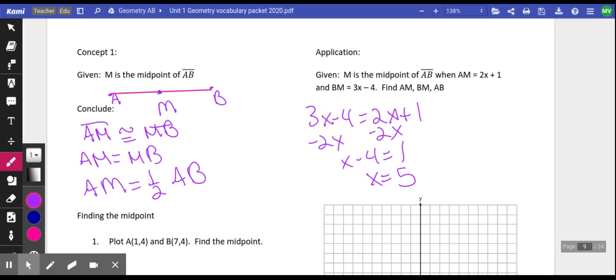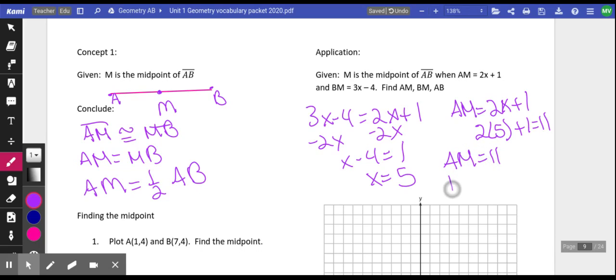Well, once I know x equals 5, I can find AM by doing 2x plus 1, substituting x. So it's 2 times 5 plus 1 equals 11. So that means AM equals 11, which also means BM equals 11, which also means AB equals 22, or a half.